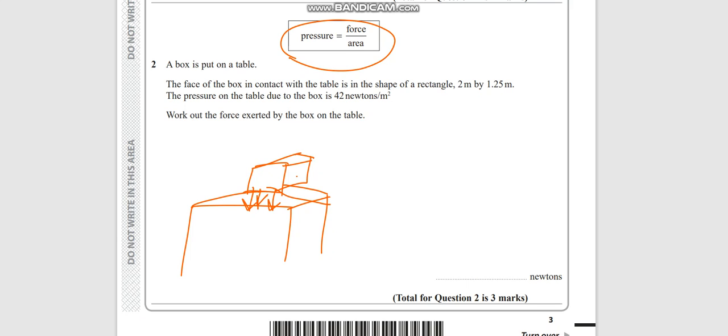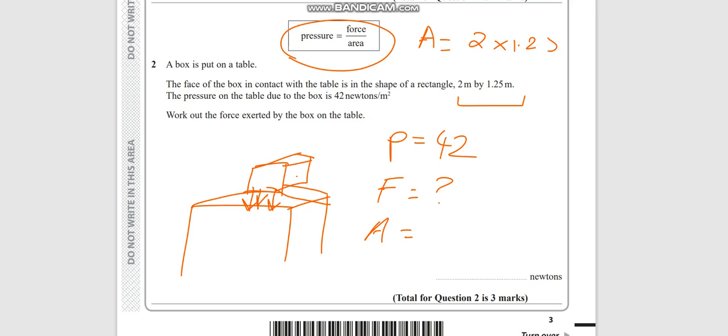Write down the things that we have been given. Pressure has been given, which is 42. We don't know the force, and area is unknown because they have given the shapes. They have given the sides and the shapes and not given the exact area. So to find the area, we multiply the sides, so that's 2 into 1.25, which will give 2.5 meter squared. So area is 2.5 meter squared.